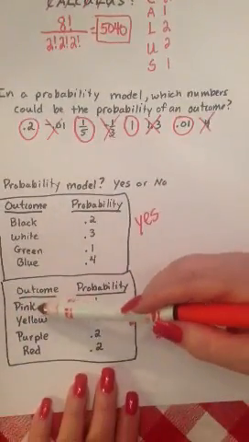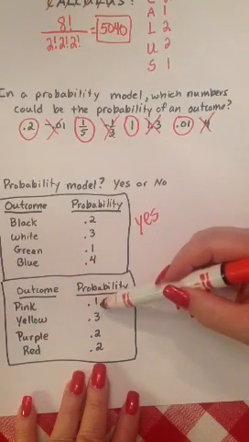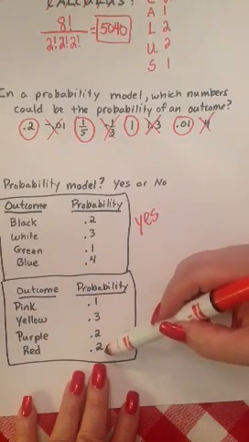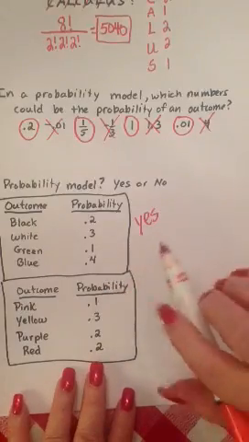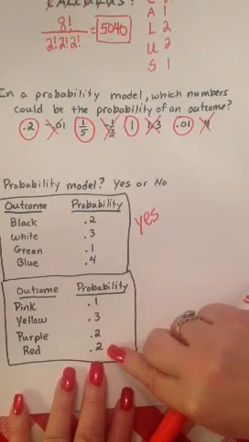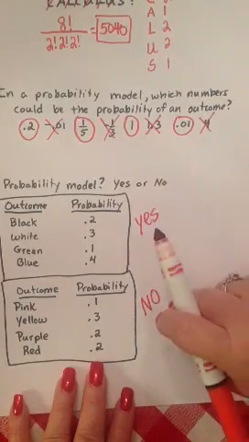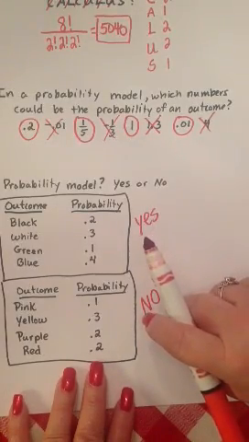The next one says pink, yellow, purple, and red, and the probabilities of those are 0.1, 0.3, 0.2, and 0.2 respectively. But if I add these together, this would be 0.4, 0.6, 0.8. They only add up to be 0.8, so this does not represent a probability model because the probabilities have to add up to be 1.